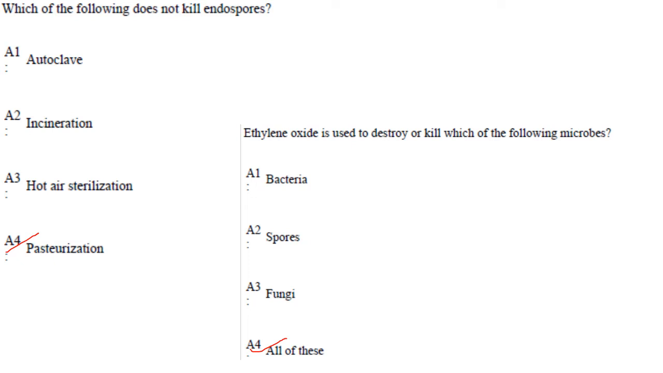Then next one. Ethylene oxide is used to destroy or kill which of the following microbes? Bacteria, spores, fungi, all of these. Ethylene oxide is capable of destroying most viruses, bacteria and fungi including bacterial spores. It reacts with protoplasm, DNA and protein and deactivates enzymes and other biologically important components in the living organism. So the answer is option 4, that is all of these.